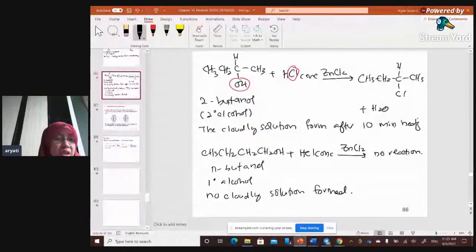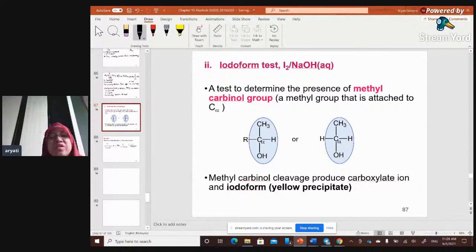The second test for alcohol is the iodoform test. For the iodoform test, the reagents are iodine and aqueous NaOH. This is the purpose of doing the iodoform test: to determine the presence of the methyl carbinol structure.